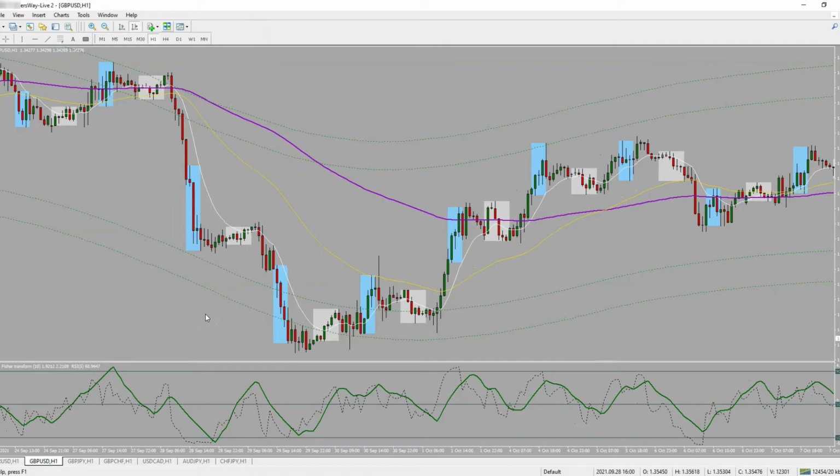And let me actually say this about divergence while I'm thinking about it, because I don't think I've said it before. But in order for divergence to be valid, it needs to start either below the 10 level down here or above the 90 level if you're looking for a sell, but we're looking for a buy. So it has to start below the 10 level in order for it to be valid.